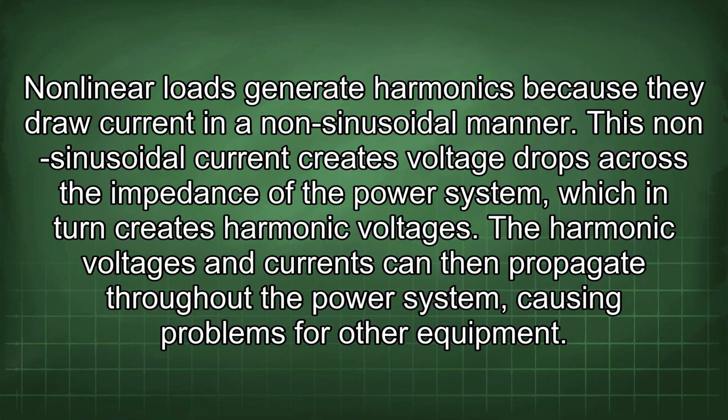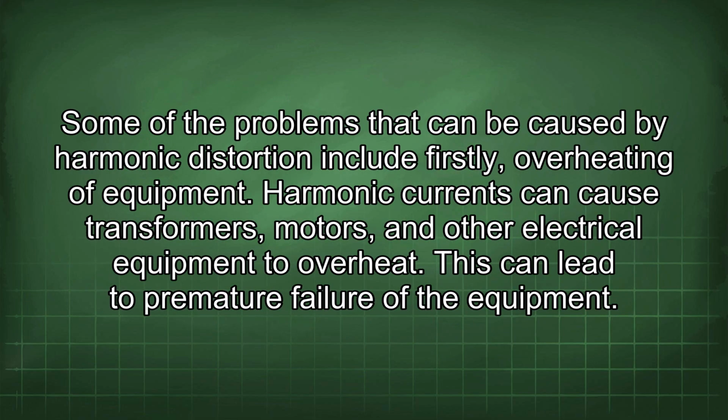The harmonic voltages and currents can then propagate throughout the power system, causing problems for other equipment. Some of the problems that can be caused by harmonic distortion include, firstly, overheating of equipment. Harmonic currents can cause transformers, motors, and other electrical equipment to overheat. This can lead to premature failure of the equipment.